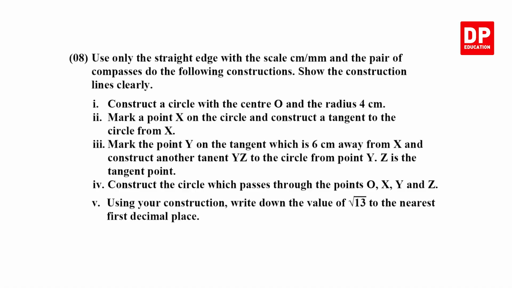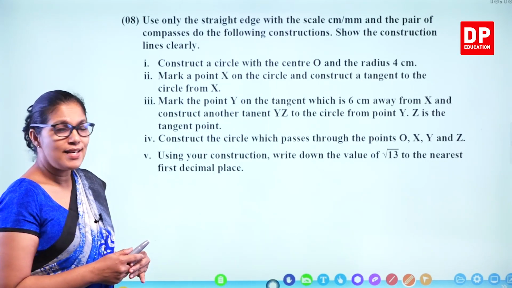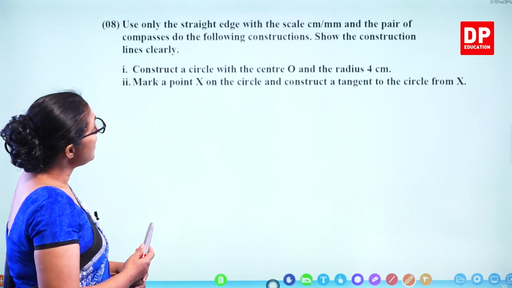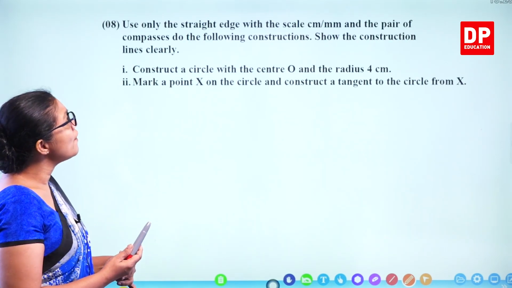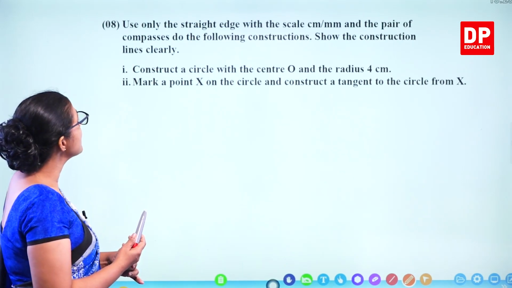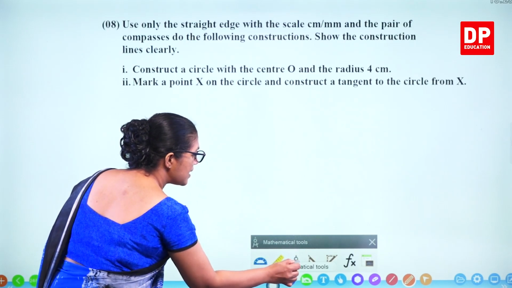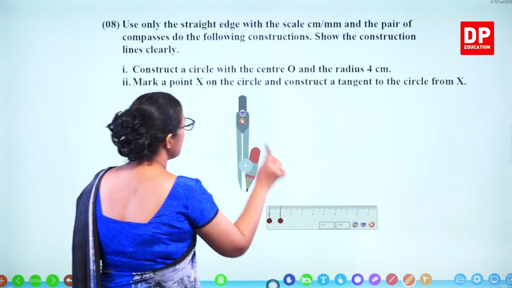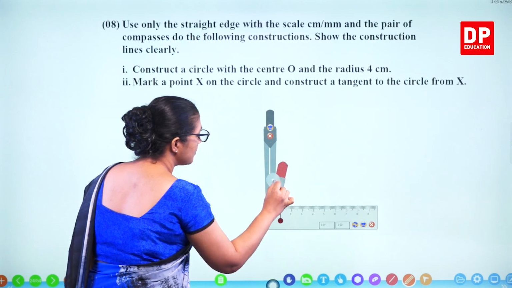Now you can do question number 8. That's construction. You can use the compass and the ruler. So we'll do step by step. Use only the straight edge with the scale centimeter, millimeter and the pair of compasses. Do the following constructions. Show the construction lines clearly. So you can use compass and the ruler. So first draw a circle with radius 4 centimeters. So here just take 4 centimeter length and draw a circle. That's the first part.